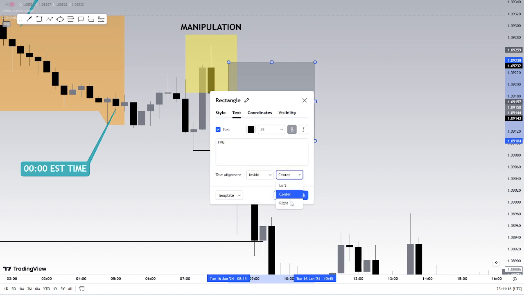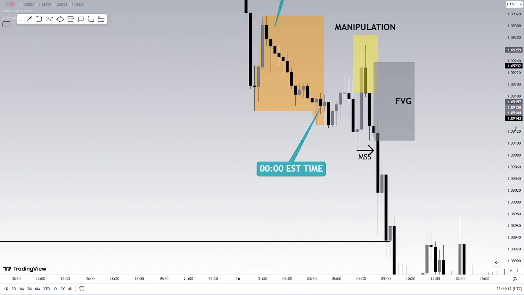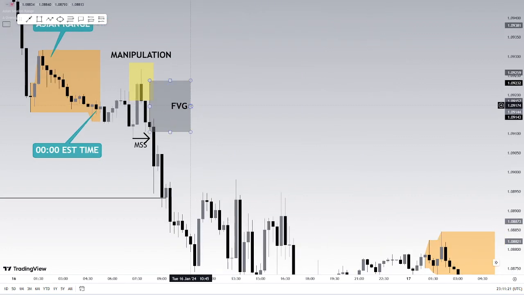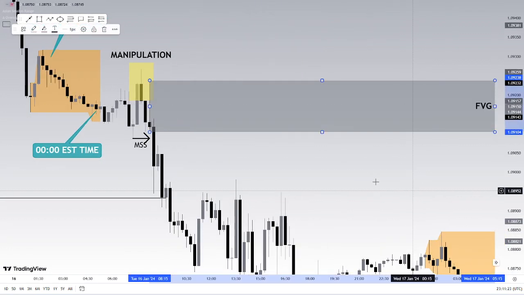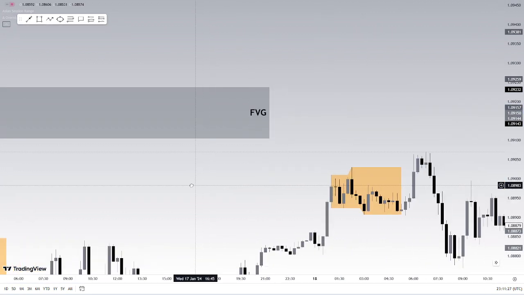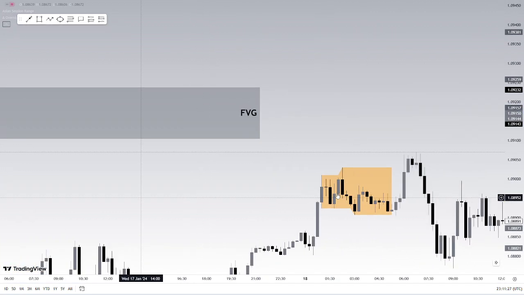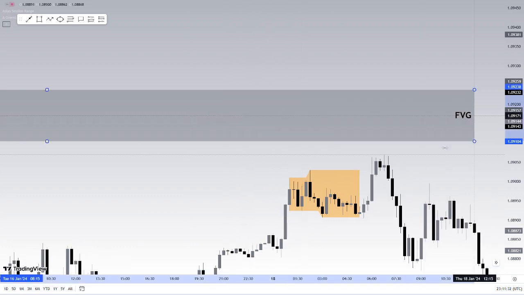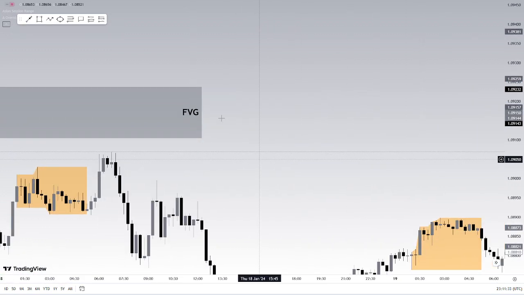Now this fair value gap is critical for entry. Okay, cool. Now the question is, when do we see price mitigate this fair value gap? Now this fair value gap gets mitigated this week, and this is what makes it a high probability trade for this week, right? Bearing in mind we have an unmitigated fair value gap, okay?